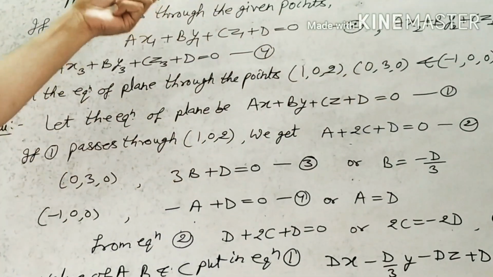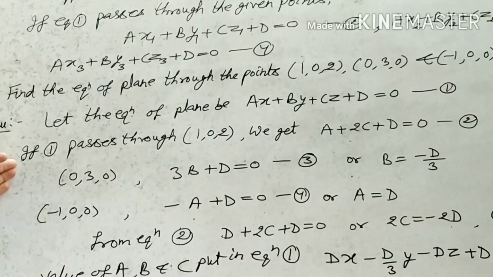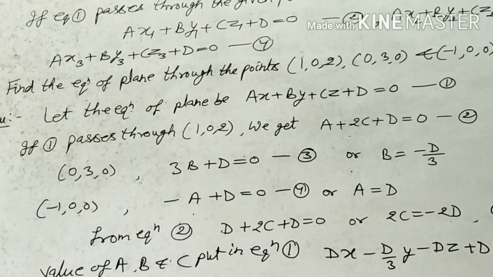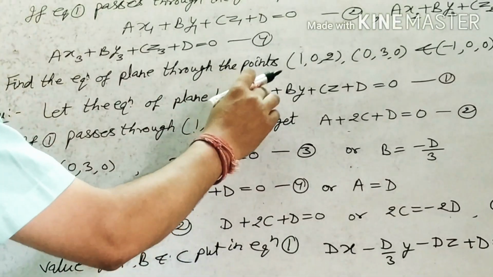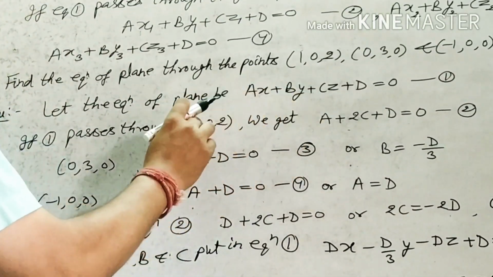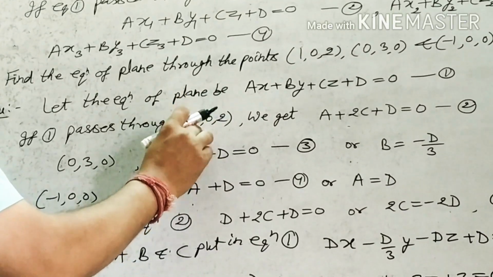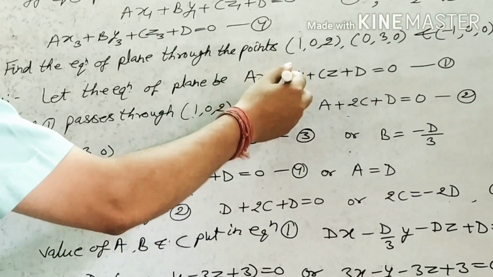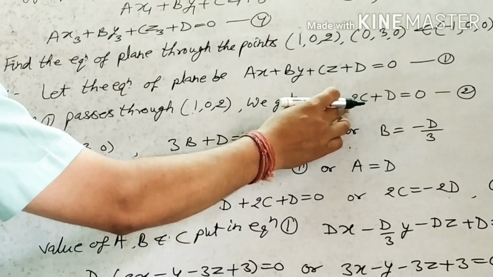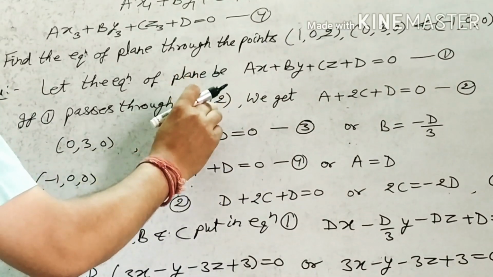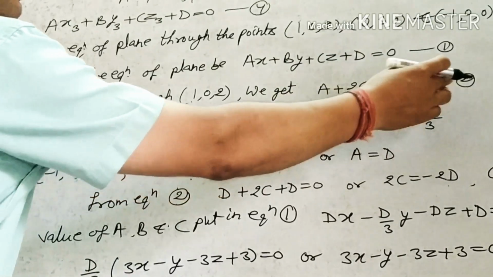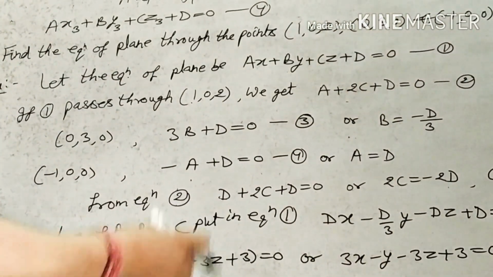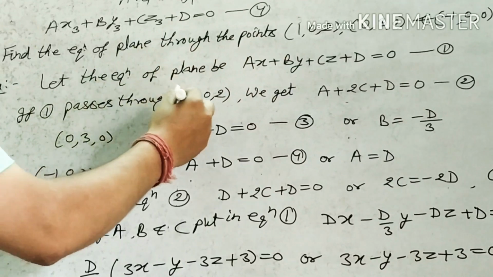Now according to this, when we take it passing through the point 1, 0, 2, put the value of x equal to 1. Then a into 1 will be a. Value of y is 0, b into 0 will be 0. That's why there will be no term for b. Value of z is 2. It will be 2c plus d equal to 0. That is your second equation, when the equation of the plane passes through this point.